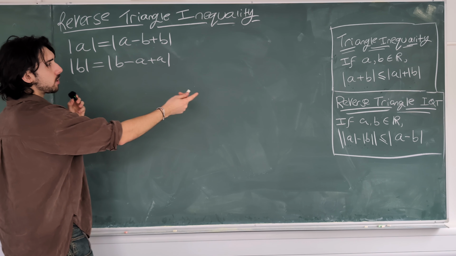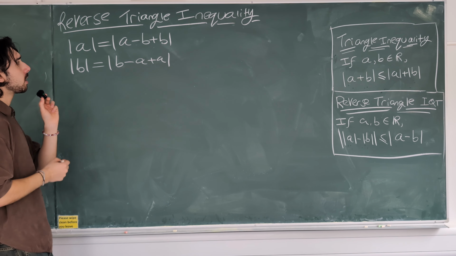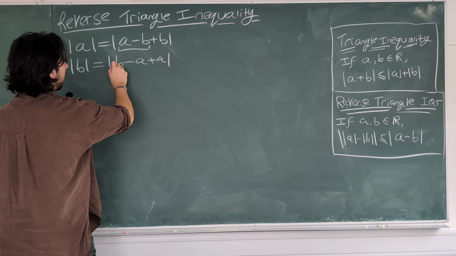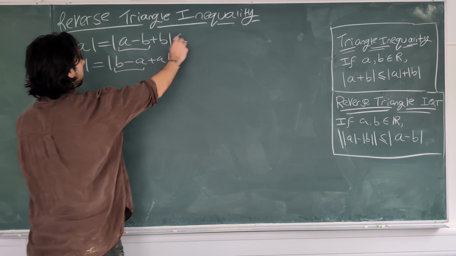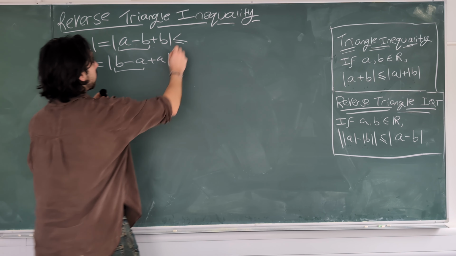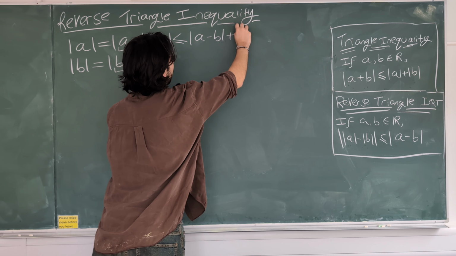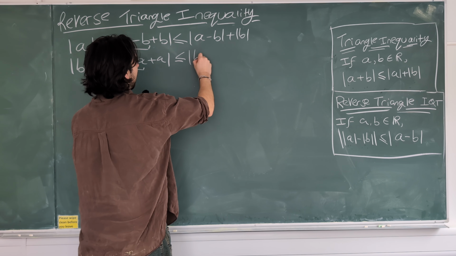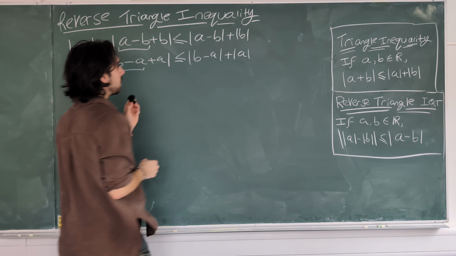So because the original triangle inequality works for any two numbers a and b in the reals, I can consider a minus b to just be a real number, and b minus a is just another real number. So now I can use the triangle inequality, and I can say this is less than or equal to the absolute value of a minus b plus the absolute value of b, and this one is less than or equal to the absolute value of b minus a plus the absolute value of a, like that.